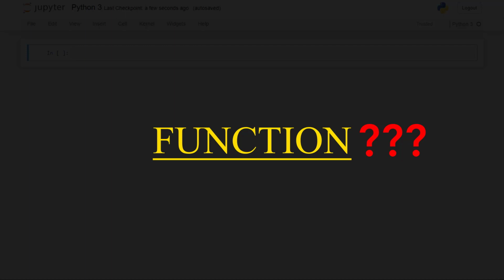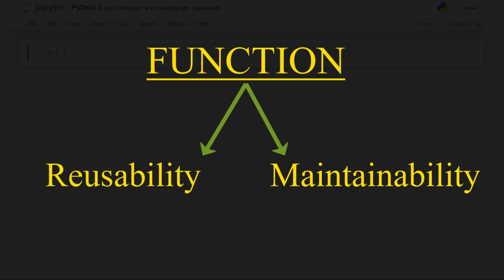So, functions are mainly used for reusability and maintainability of the code. That means by use of functions, you will improve the reusability and the maintainability of the code. For example, let's say you have a block of code that is to be executed again and again in your program. Then instead of writing that block of code again and again in your program, you can just specify it in a function and you will call the function again and again in your program.